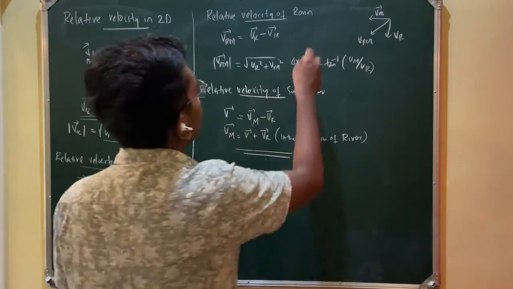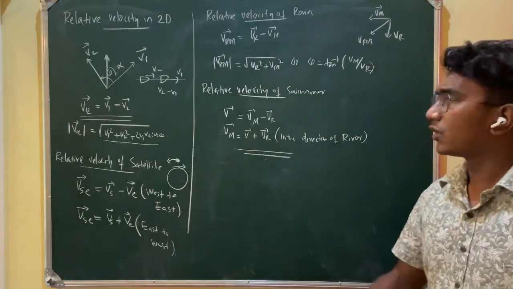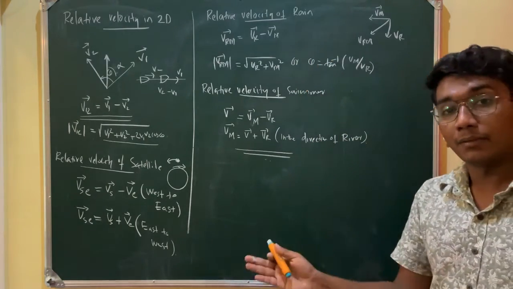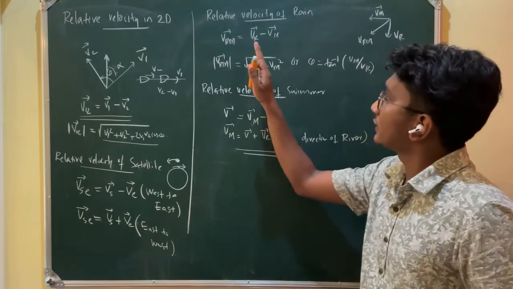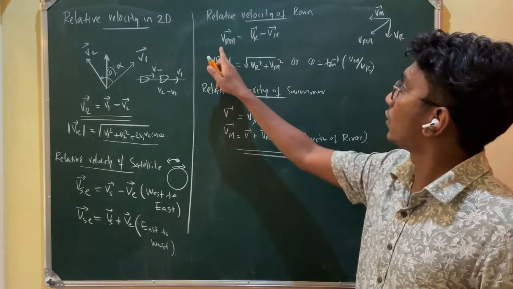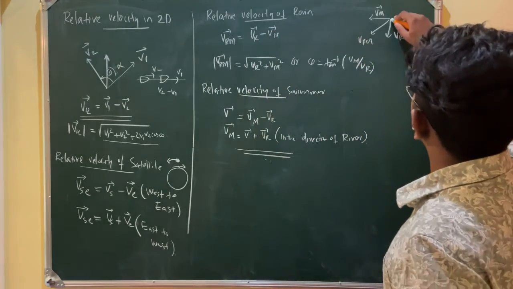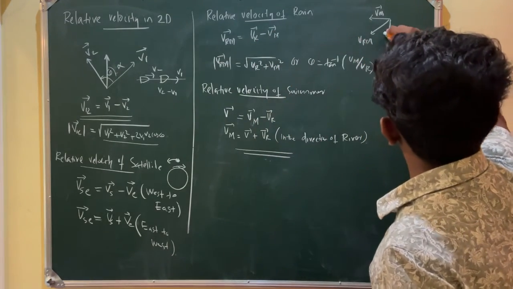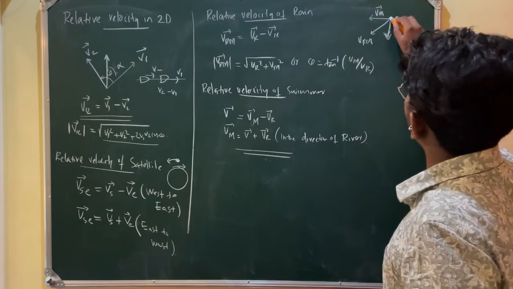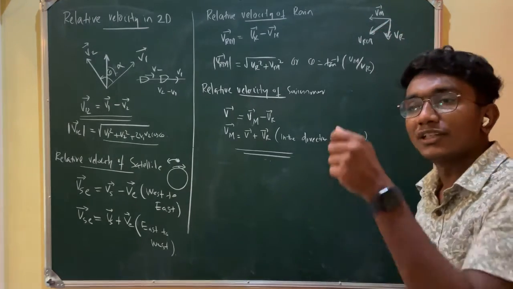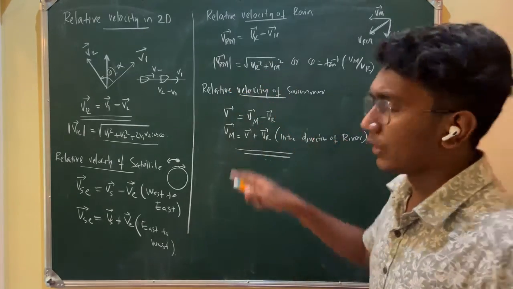Next is relative velocity of rain. This is a board exam type of question, not a very important question from the perspective of NEET or JEE. But still, what is the relative velocity of rain with respect to man? Vr minus Vm. You can see that here rain is coming downwards and the man's velocity is in this direction, so the umbrella we should keep in this direction. You know that, you studied it already.